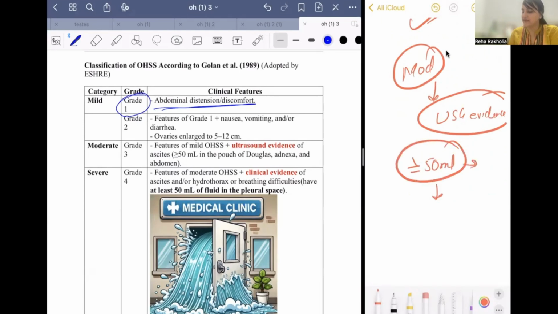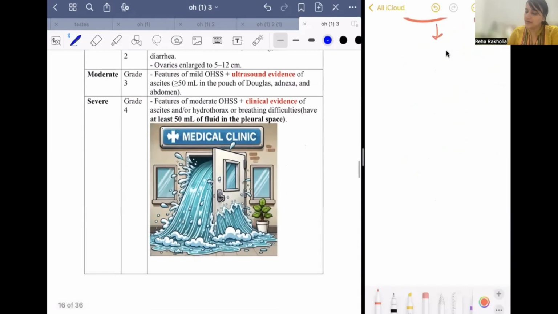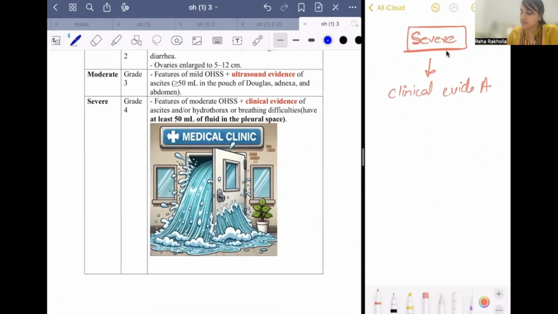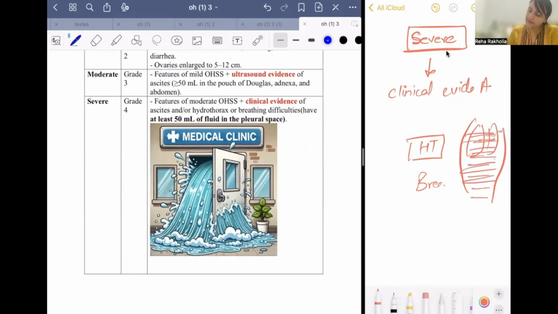There will be greater than 50 ml fluid in these cavities. Then severe. Now here severe is somewhat different, but as we have seen in the ASRM classification also, in severe there will be clinical evidence of ascites, there will be hydrothorax, there will be breathing difficulty. So both in abdomen and in thorax there will be fluid. Okay, as we have already discussed in ASRM classification.